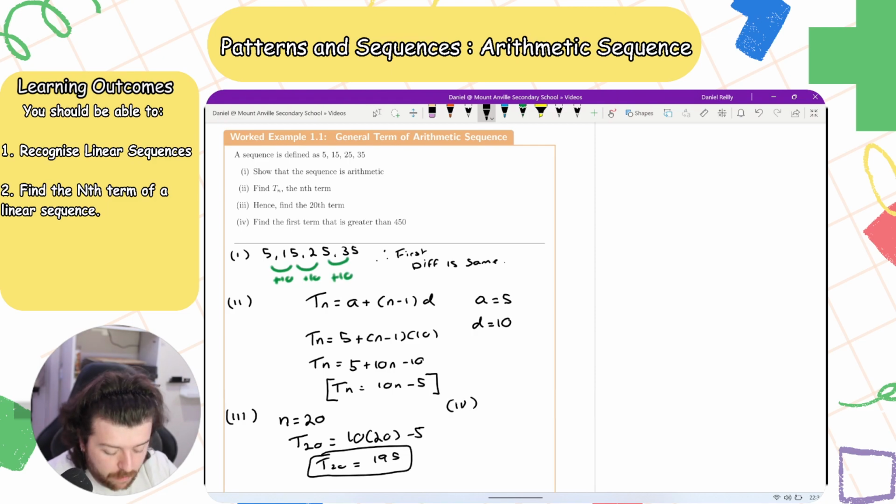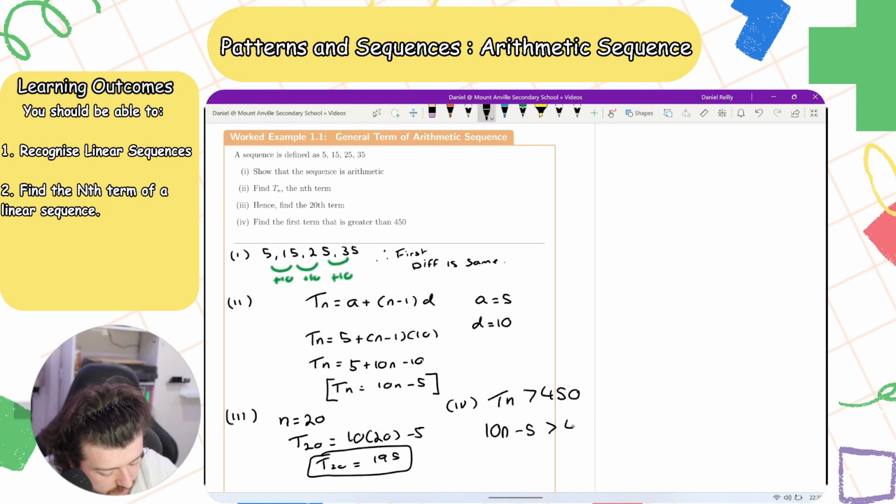And finally, the last part here: I want to find the first term that is greater than 450. Now I'm solving for n. I want to find out when tn is greater than 450, so we have an inequality here. I know tn is equal to 10n minus 5, which is greater than 450. So 10n is greater than 450. Bring this over, it'll be a plus 5.